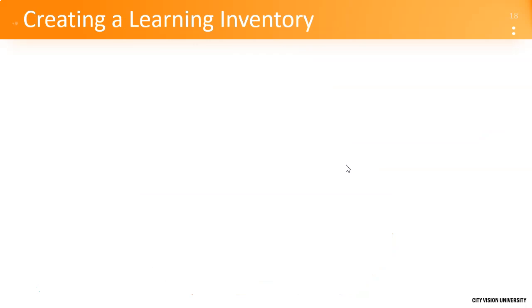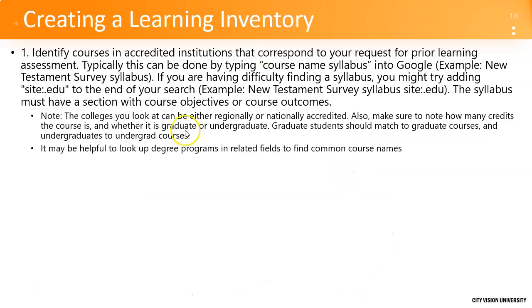Now, there's several steps, and there's a guide that we have for this week and the steps to create a learning inventory. So step 1, and that's where I'm going to focus most of the effort in training you, is you need to identify courses in an accredited institution that correspond to your request for prior learning assessment. So typically this can be done by typing in the course name and then the word syllabus into Google. So for example, New Testament survey syllabus.